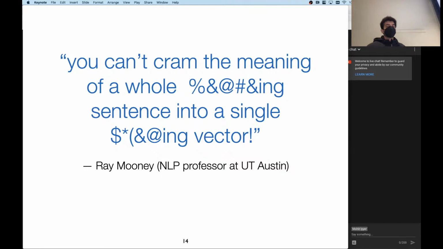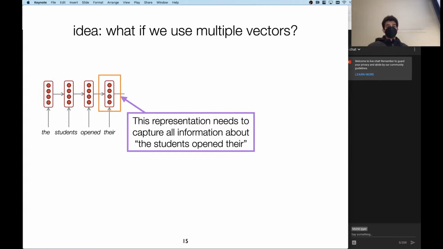There's this now famous quote by a famous NLP professor, Ray Mooney: "You can't cram the meaning of a whole bleeping sentence into a single bleeping vector." And now, if we're dealing with much, much longer sequences, it becomes even more implausible that you can do this. So what is the alternative?